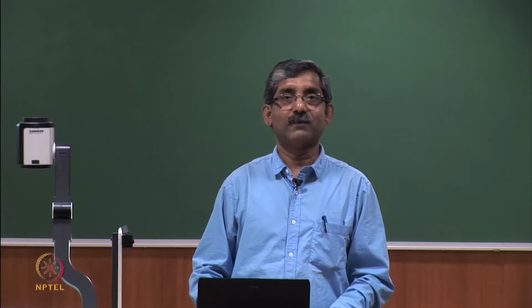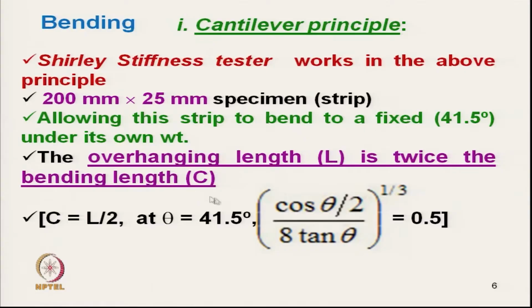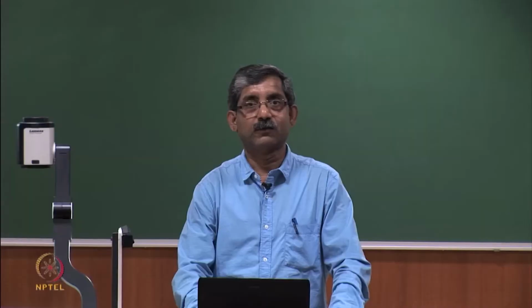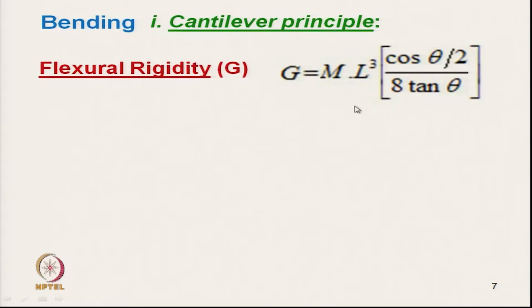So, that means if theta becomes 41.5 degrees, then this function of theta will become 0.5. So, we can get directly C equal to L by 2. To have this simple equation, we have to keep this angle, that is 41.5 degrees. So, from there we can get the flexural rigidity, which is m L cubed multiplied by cos theta by 2 by 8 tan theta.